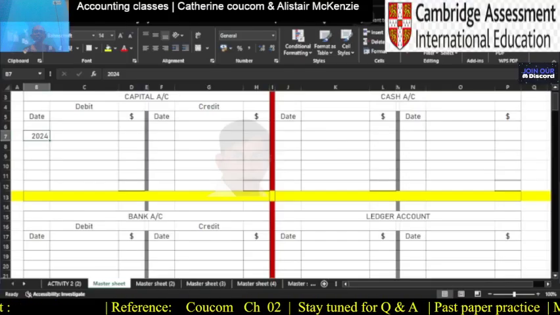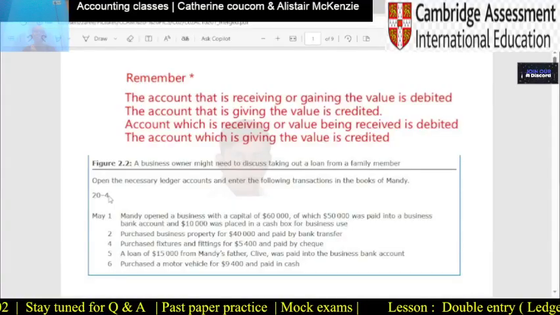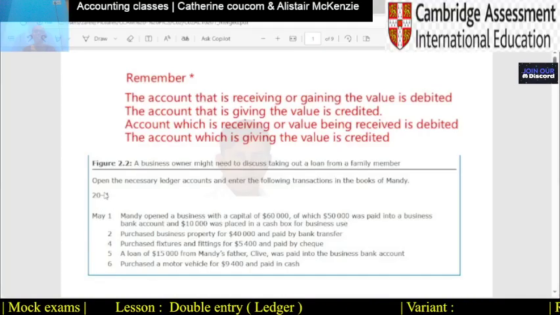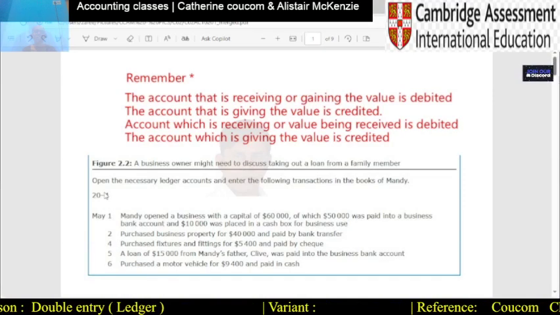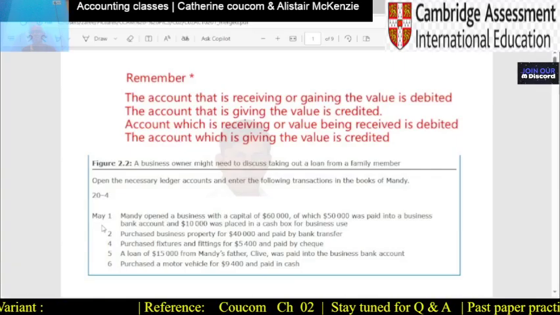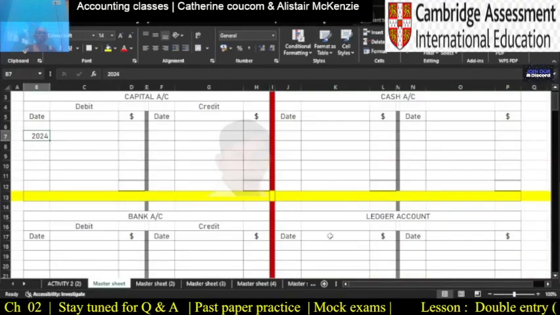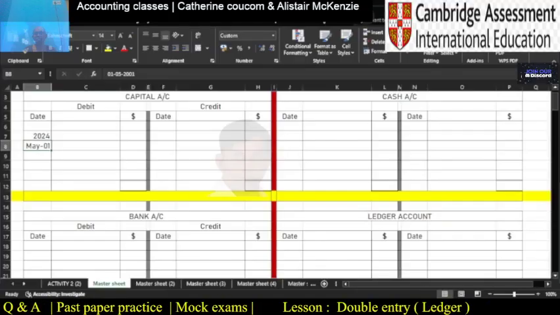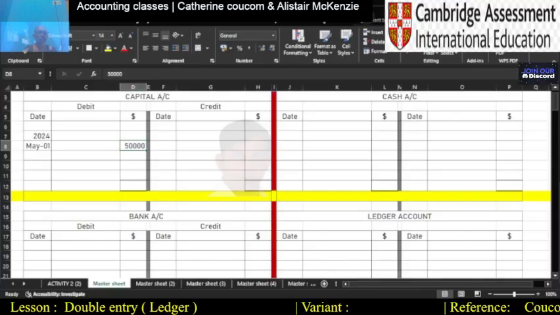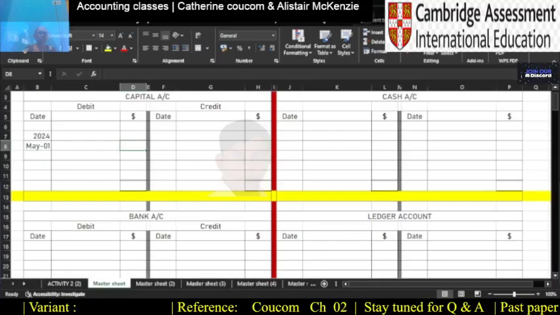So 2024, that is the year. Let us assume it is 2024 itself, the latest, nearest year. Then the transaction happened on May 1st. So May 1st, what has happened? The owner has given 50,000 to the bank account.